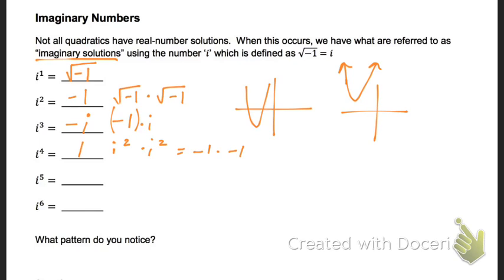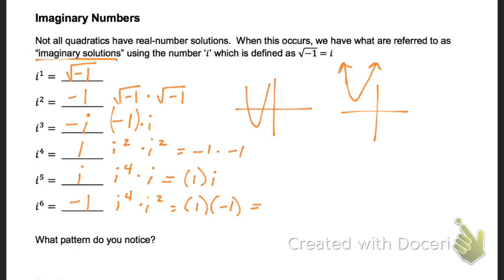Then I have i to the fifth, so I'm going to take i to the fourth times i, which is just like saying 1 times i, which is just i. Then i to the sixth is like saying i to the fourth times i squared. i to the fourth is 1, i squared is -1, and 1 times -1 is just -1.